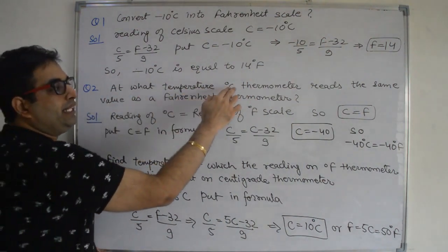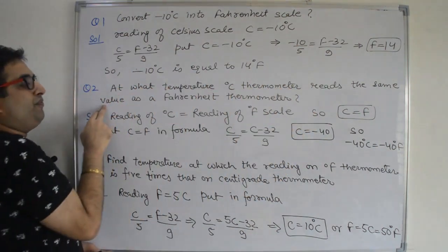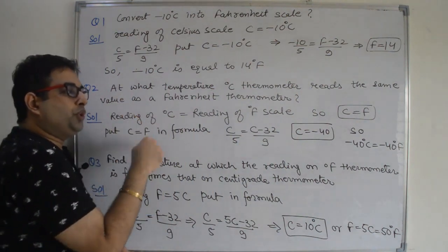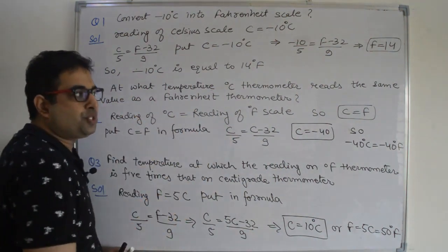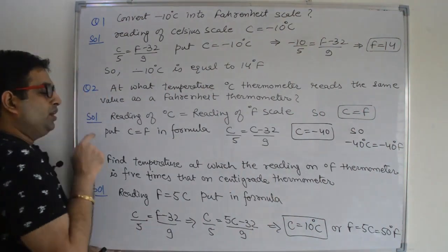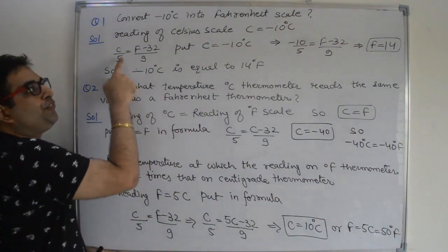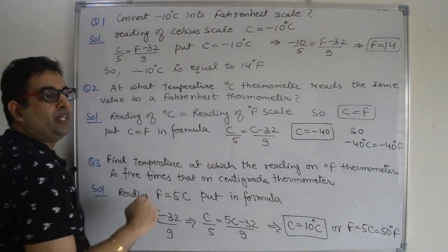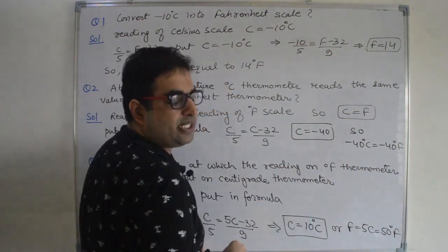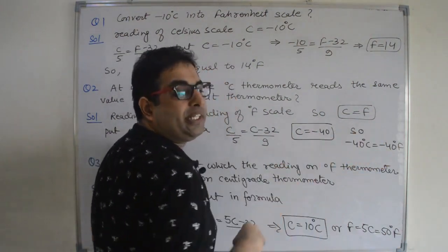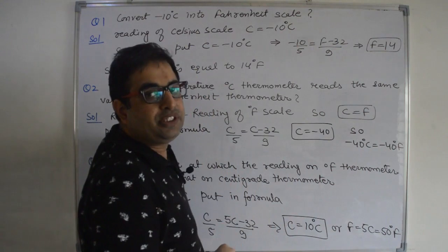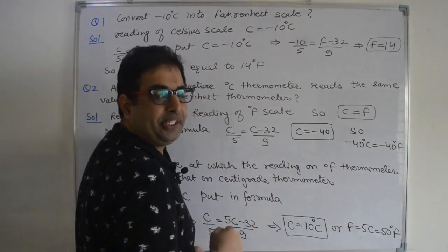At what temperature does the Celsius thermometer read the same value as the Fahrenheit thermometer? Means reading of degree Celsius should be equal to reading of Fahrenheit scale. So both the readings are equal, that means C and F both are equal. So put C equal to F in the formula and find out the value of C, that is minus 40. Means minus 40 degrees Celsius is equivalent to minus 40 degree Fahrenheit. That means at this temperature both the scales will give us the same value, minus 40.